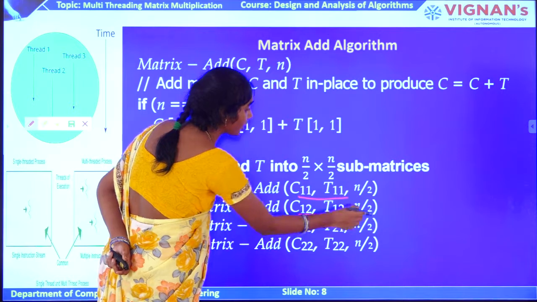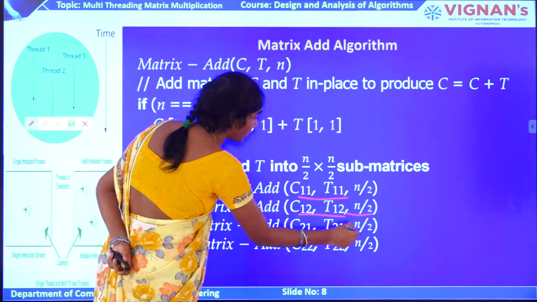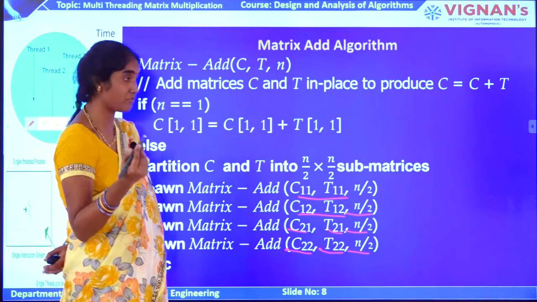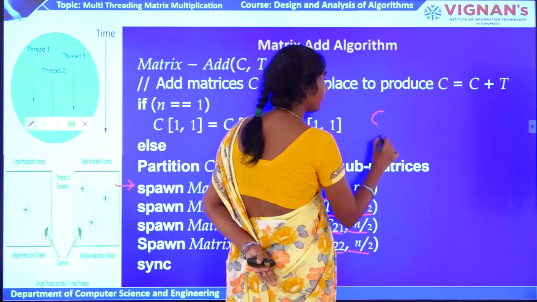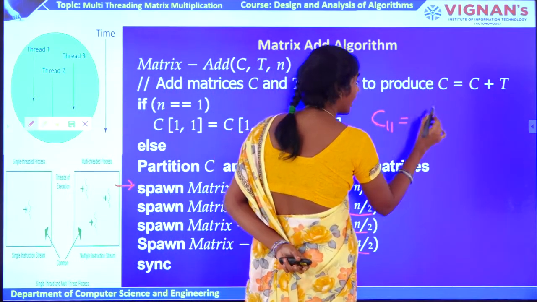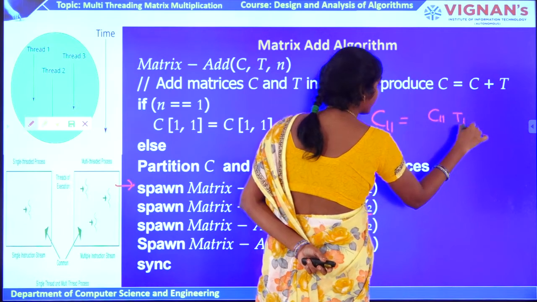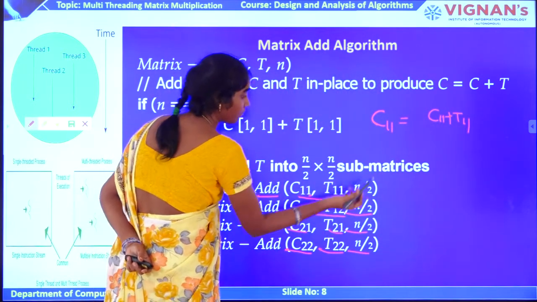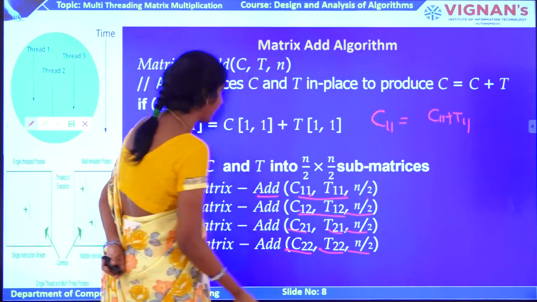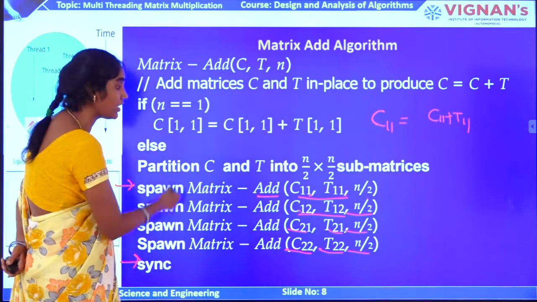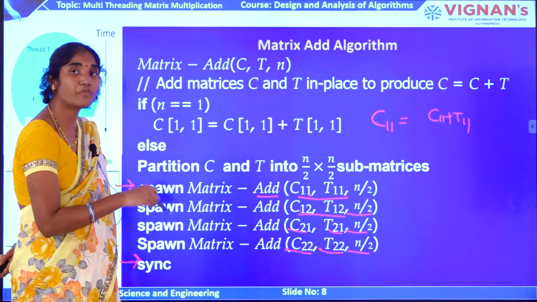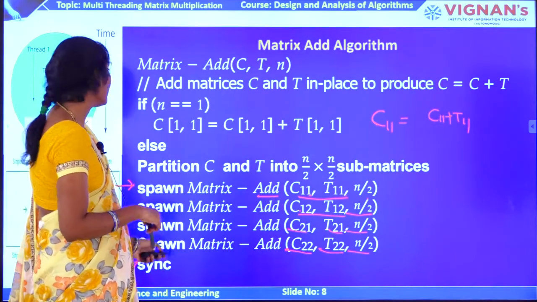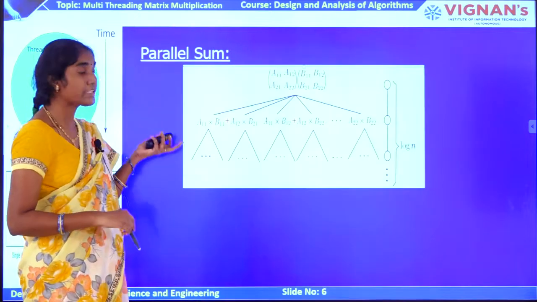Again C12 T12 n by 2, again C21 T21 n by 2, C22 T22 n by 2. So here we are adding. In order to get the first one, which is C11, I have to add C11 as well as T11, right. So for that we add C11 T11 n by 2 and again C12 T12 n by 2, and finally sync, because after all execution of all these parallel operations I have to get the final result, that is why sync.